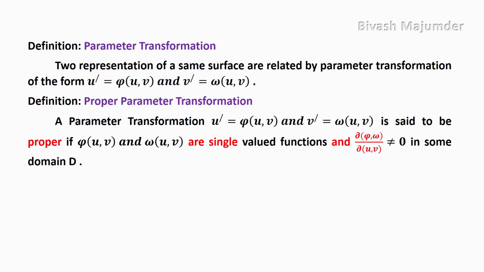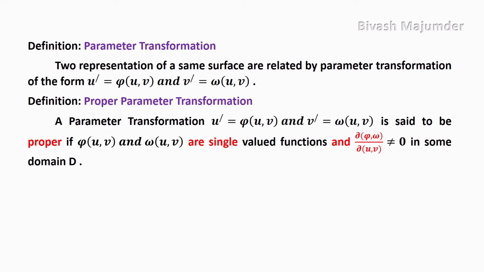Now the definition of parameter transformation is: two representation of a same surface are related by parameter transformation of the form u dash equals to phi of uv, and v dash equals to omega of uv.